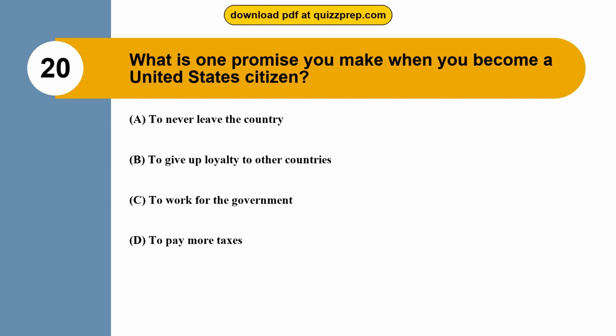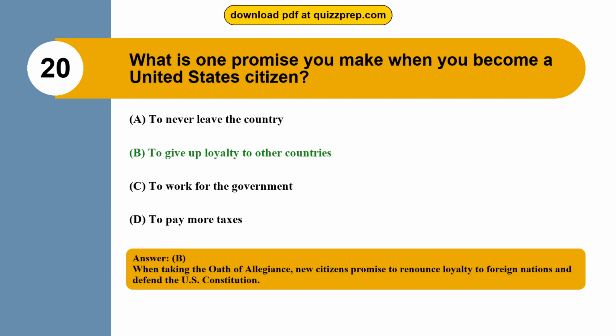Option A, to never leave the country. Option B, to give up loyalty to other countries. Option C, to work for the government. Option D, to pay more taxes. The correct answer is option B. To give up loyalty to other countries. When taking the oath of allegiance, new citizens promise to renounce loyalty to foreign nations and defend the U.S. Constitution.